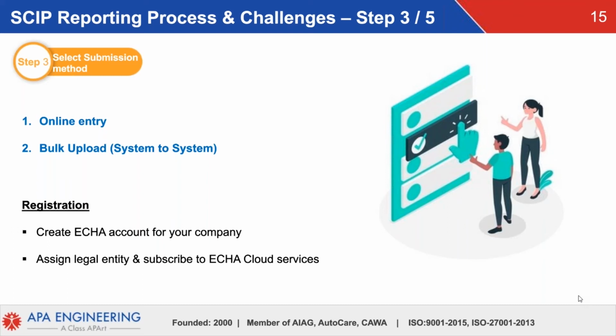First one is an online entry where the user can directly jump into the ECHA Cloud Service portal and start preparing the SCIP dossier, or even download a desktop version of the ECHA portal and start preparing the SCIP dossier. The second method is the system to system method, which means an automatic creation and transfer of SCIP submission, maybe using third party software. APA is one such system to system provider, where the system to system method is advisable to use if one has a bigger bill of materials or high volume of SCIP dossiers, in which system to system enables one to have bulk submission.